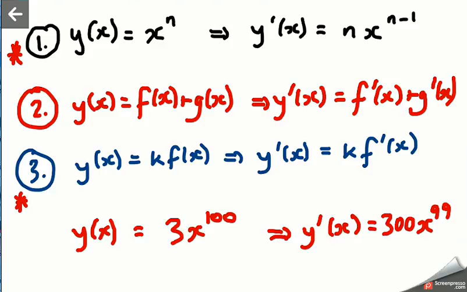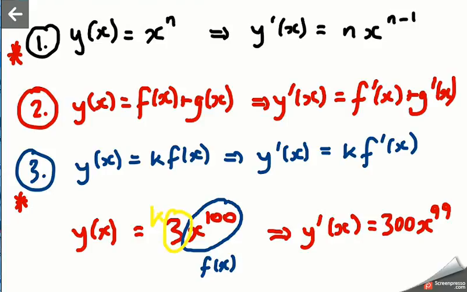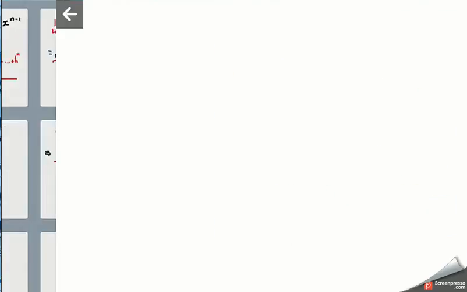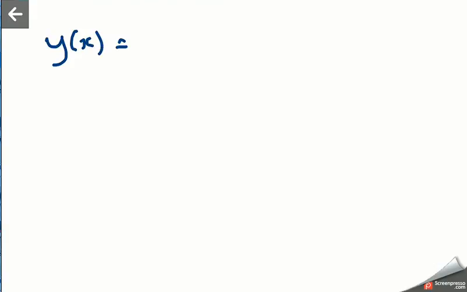So in our example, this 3 is the k, and that x to the power of 100 is the f of x. And we used rule number 1 to differentiate our f of x equals x to the power of 100. And we can now use rule number 2, which says we can ignore addition, to differentiate any polynomial we want. So let's say we got y of x equals 2x squared plus 3x to the 4.